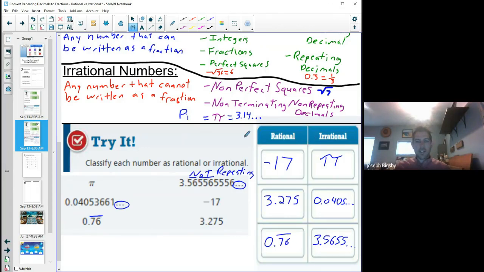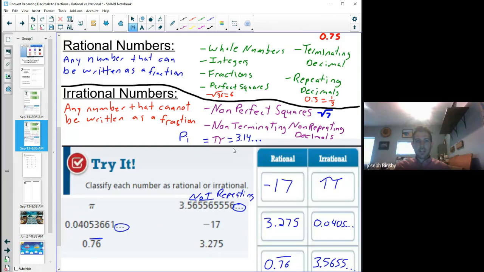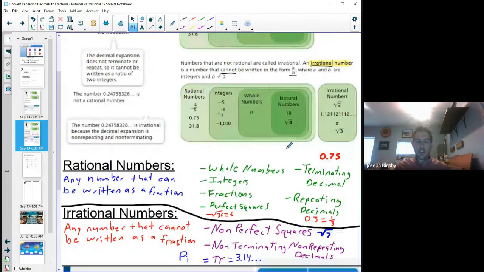So there's your rationals versus irrationals, just a new way to classify these new crazy numbers.